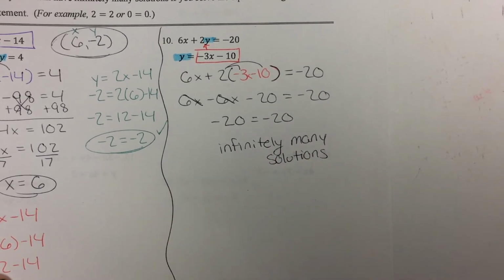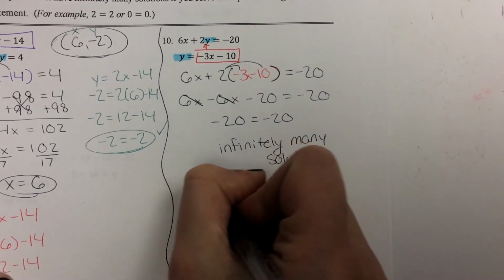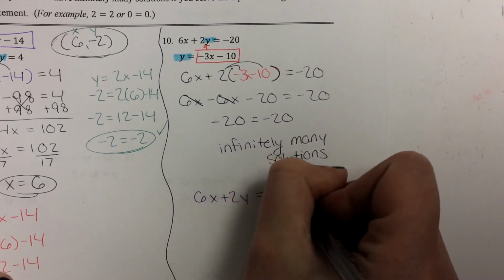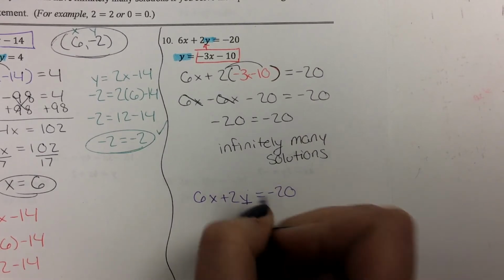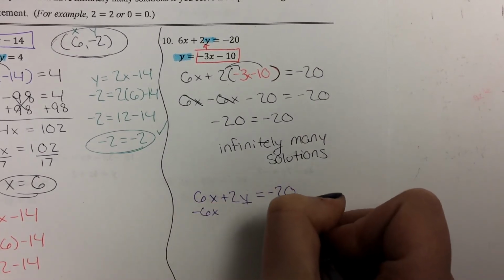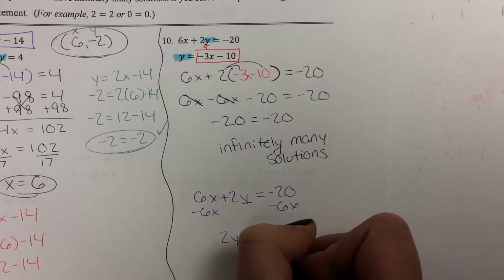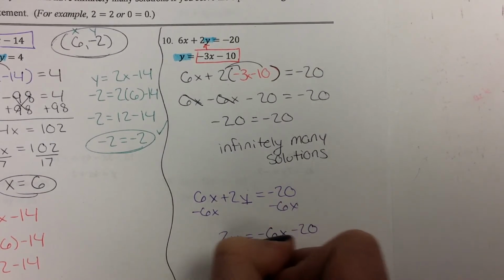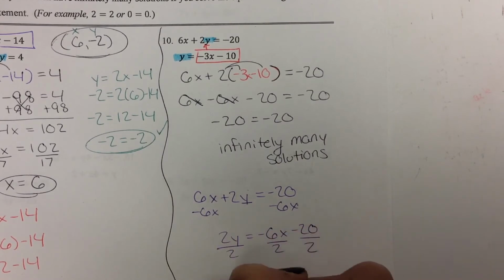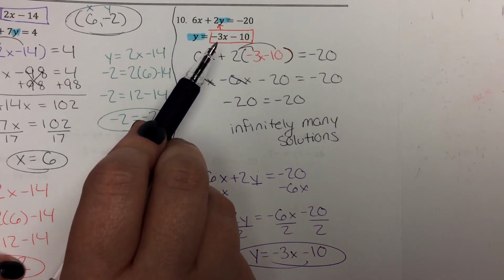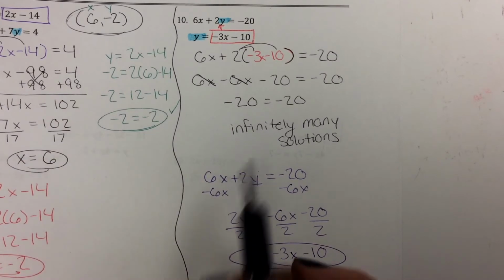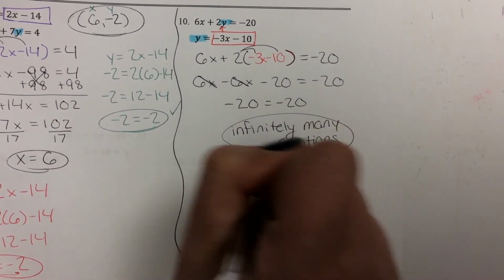So the first equation was 6x plus 2y equals -20. To put this into slope-intercept form, I want to solve for y. So that means I need to move 6x to the other side. And I have 2y equals -6x minus 20. And then divide everything by 2. And I get y equals -3x minus 10. Okay? Does this look exactly like the second equation? It sure does. So these are the same line, meaning that they, yes, will have infinitely many solutions.